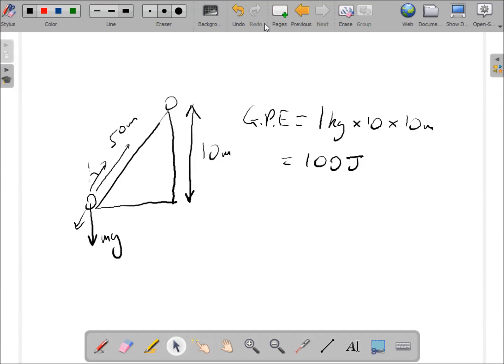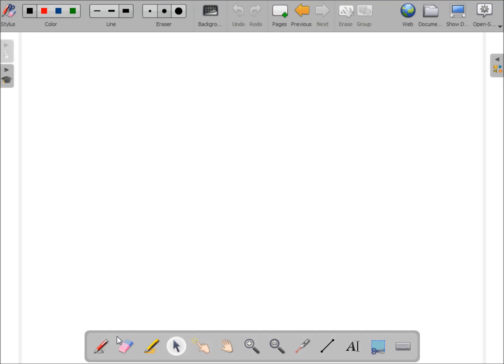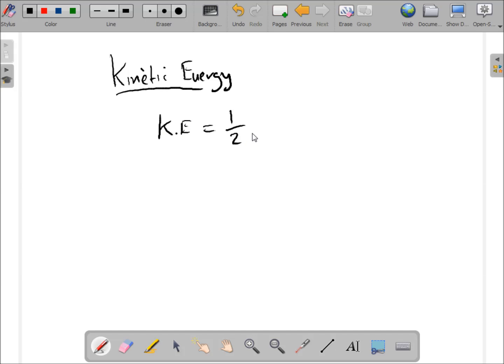Okay, so I suspect you know what's coming next, because in GCSE questions, as in A-level questions, the G.P.E. equation or the work done equation are both combined very often with the kinetic energy equation. Now you should be quite familiar with this from GCSE. So kinetic energy, KE, is equal to half times mass times velocity squared, half mv squared. That should be very familiar. Units in joules as always with energy.